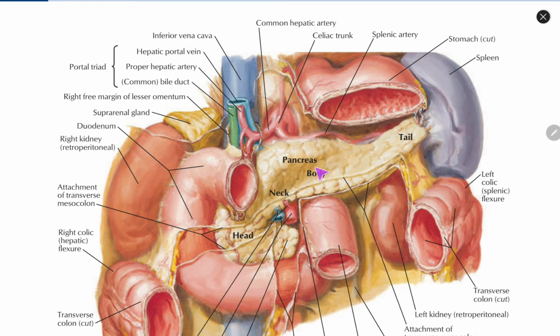So next, about the body of the pancreas, it is elongated and it extends from the neck to the tail. So the external features of the body of the pancreas: when you take a cross section of this section, you will get a triangular shape. It has three borders.